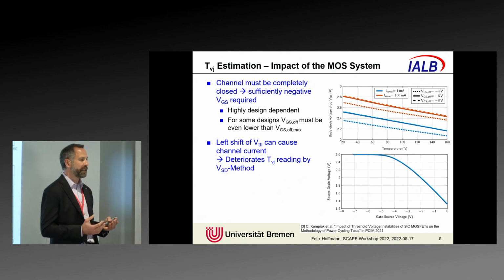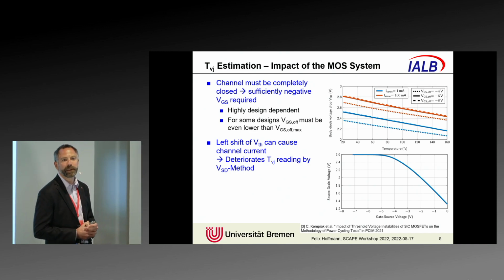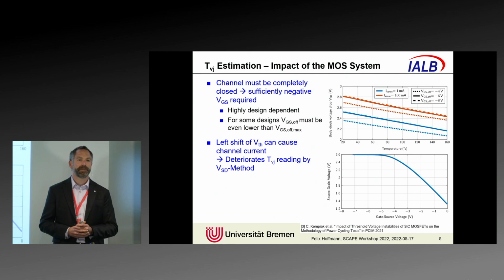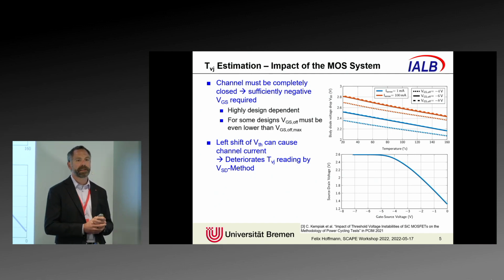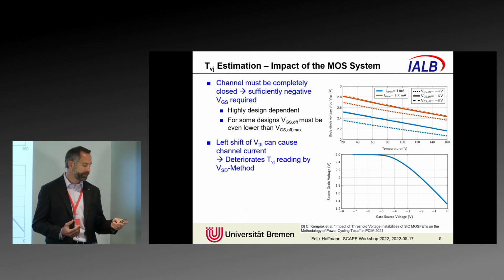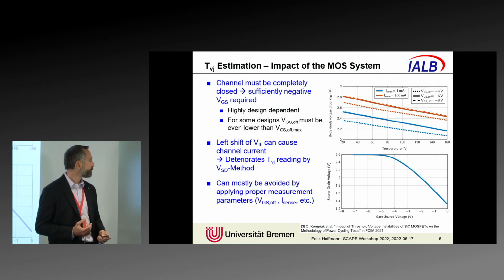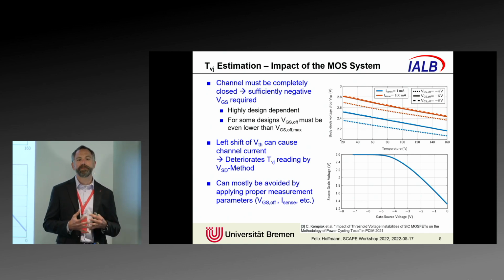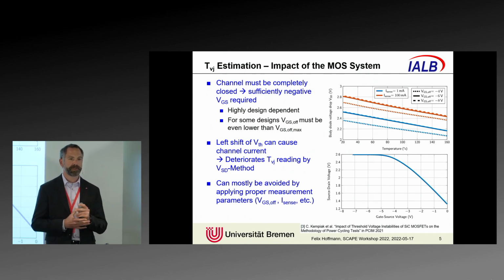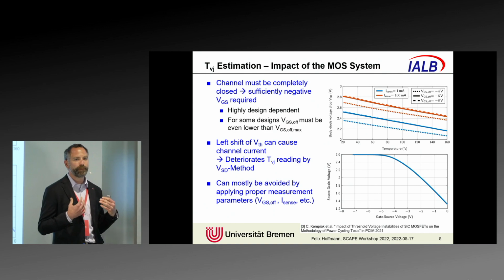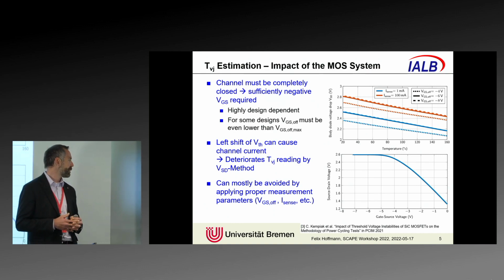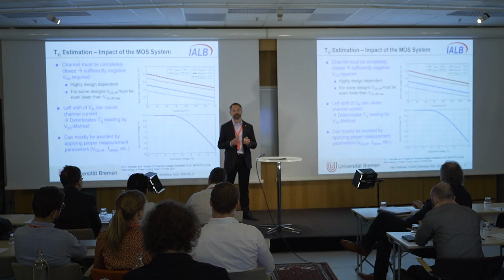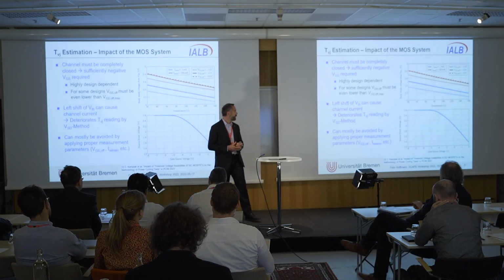Left shift of the VTH, as we previously have heard from Ivars Lellis, can then lead to a situation where we still have a significant channel current, and hence it can deteriorate our temperature reading. However, this effect can mostly be avoided for most of the device designs if proper measurement parameters are applied. So if the gate source voltage drop is chosen to accommodate for some sort of VTH drift and also a proper sensing current.